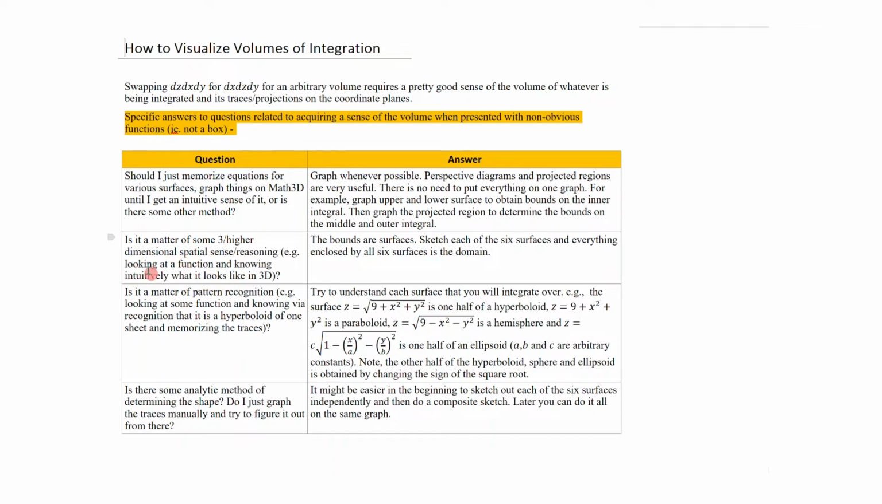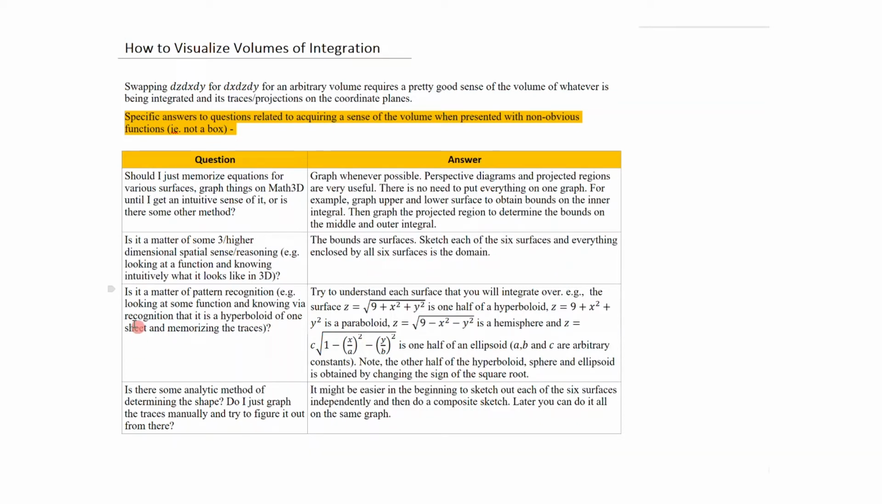Second question that often came up is, is it a matter of some higher dimensional spatial sense reasoning? For example, looking at a function, knowing intuitively what it looks like in 3D. The answer is simple. It's just that the bounds you have to visualize are just plain surfaces. Sketch each of the 6 surfaces, and everything enclosed by all 6 surfaces is the domain.